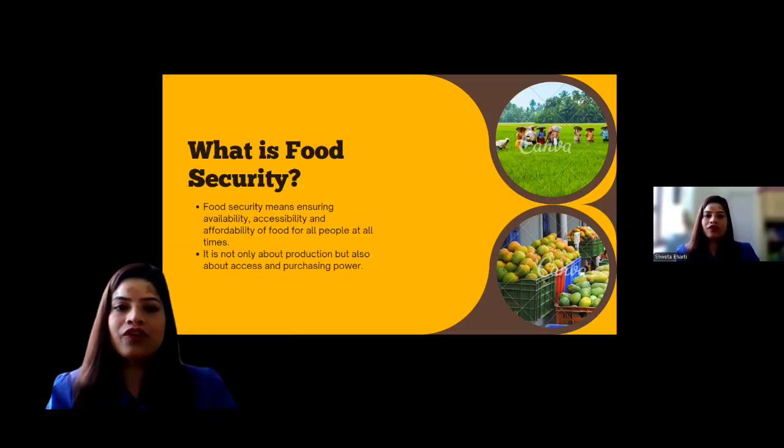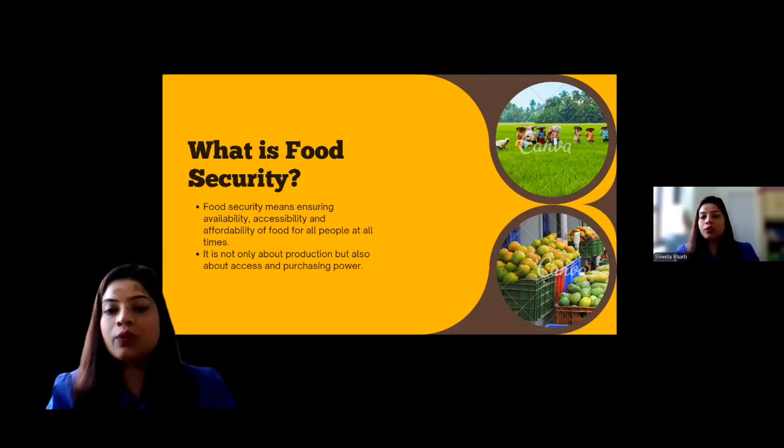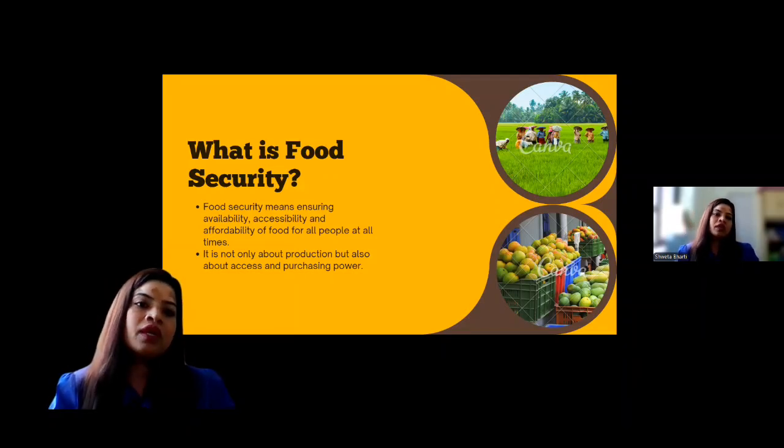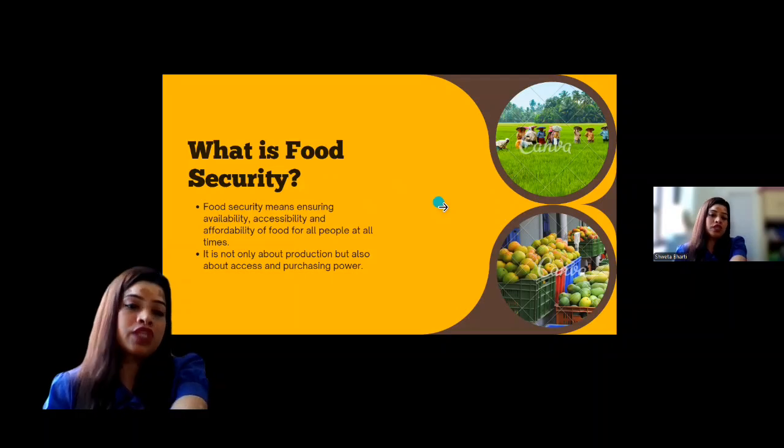So we need to take care of everyone in the country. We have all types of people. There are people below the poverty line, there are people who are poor, there are people who are middle class, there are people who are rich. We need to take care of every section of society if we are having a democratic government, right? So we must think of affordability also. So yes, this is how we can define food security.